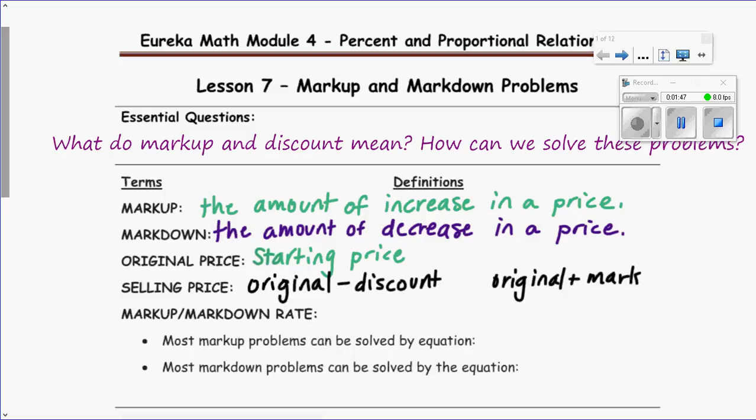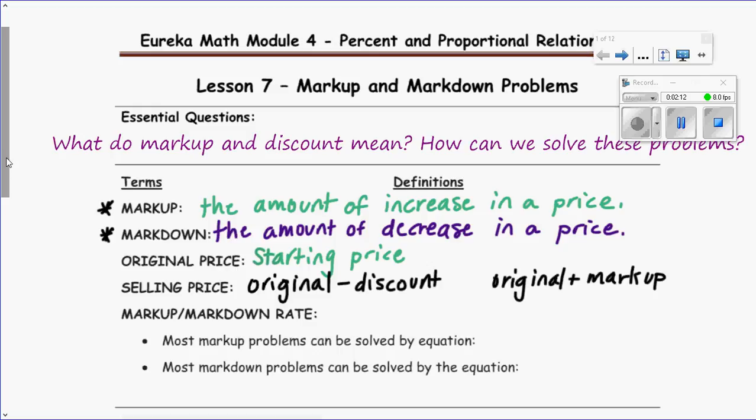So it depends on the context, but if you think about this, markup is for maybe like a store owner who buys something at a wholesale cost and then they increase it because they want to make what's called a profit. And then a markdown, you think of this as like the consumer or the shopper. If something is on sale, it goes down in price from what it started out as. So again, it depends on the context of the problem.